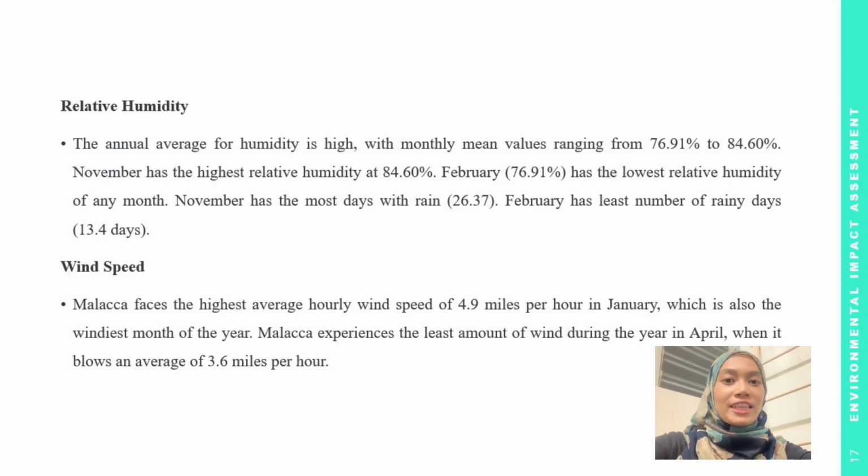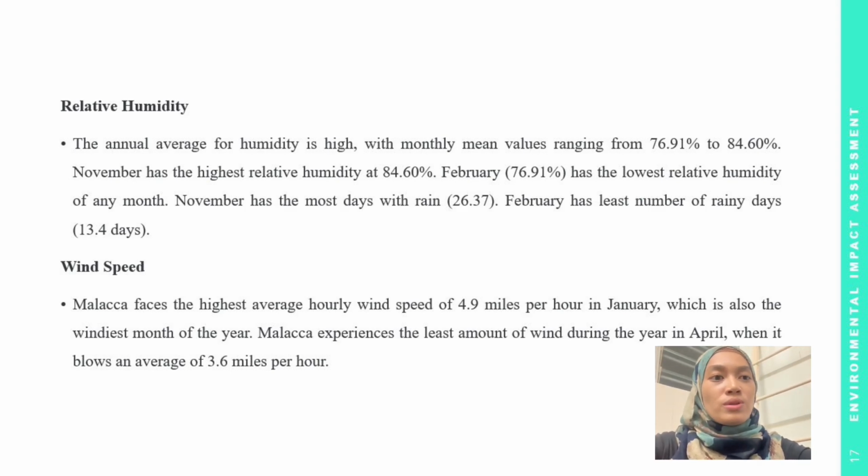For the relative humidity, the annual average for humidity is high, with monthly mean values ranging from 76.91% to 84.60%. November has the highest relative humidity at 84.60%. February, which is 76.91%, has the lowest relative humidity of any month.